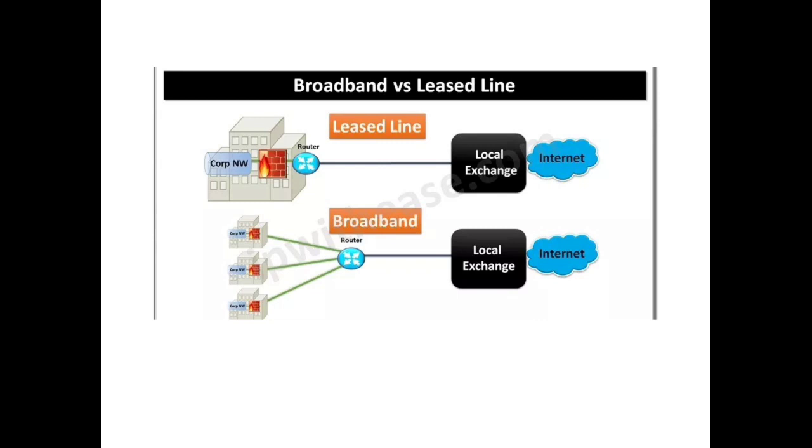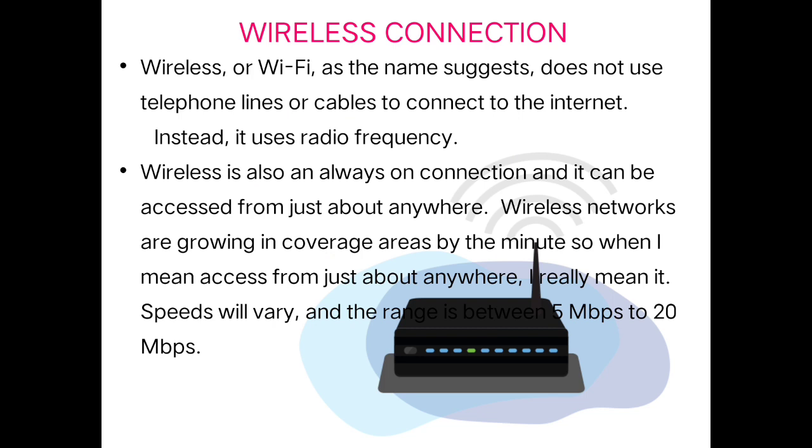Okay, and the last one is wireless connection. Wireless means transmitting signals over invisible radio waves instead of wires. Garage door openers and television remote controls were the first wireless devices to become a part of everyday life. While wireless networks are growing in coverage areas by the minute, so when I mean access from just about anywhere, I really mean it. Speeds will vary and the range is between 5 Mbps to 20 Mbps.